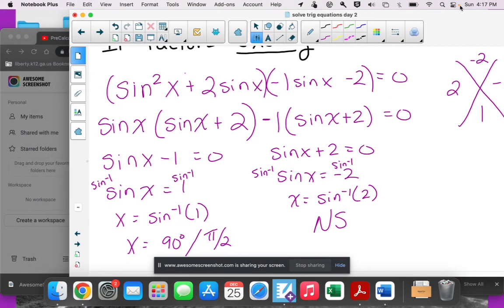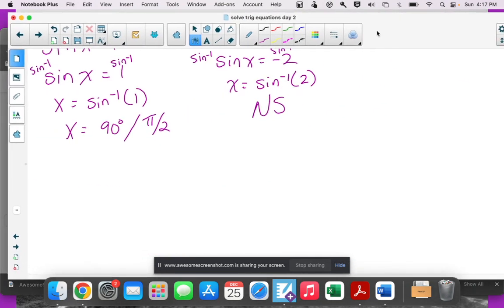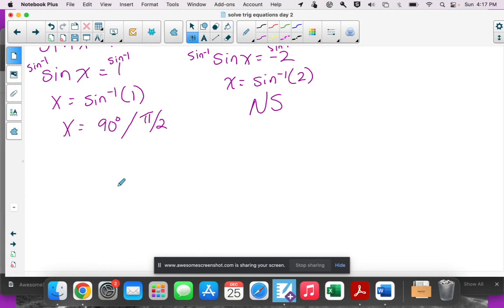Now, there's a big thing that you need to remember, okay? Remember that these are periodic functions. We talked about this in Unit 1. They have a pattern that repeats, okay? So if all I want are answers, let's say, from 0 to 360 degrees or from 0 to 2 pi, I'm done, right?